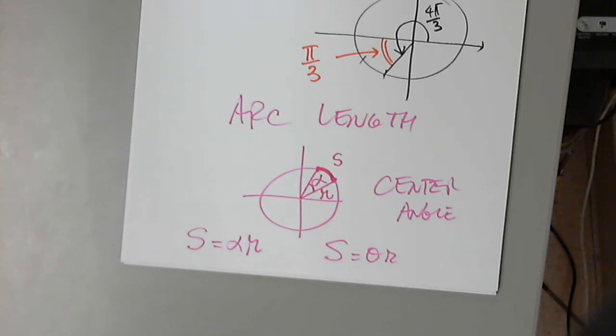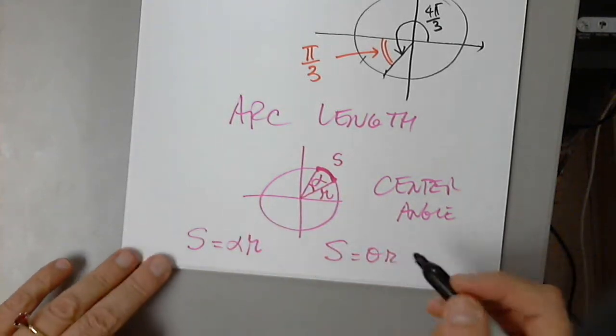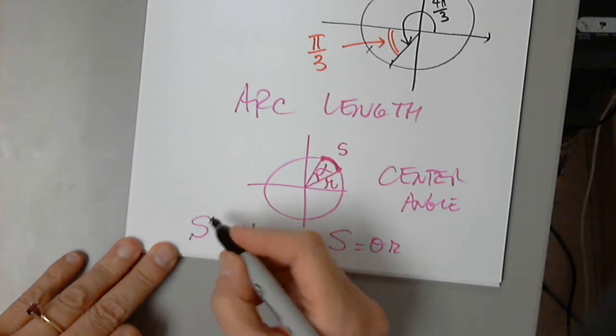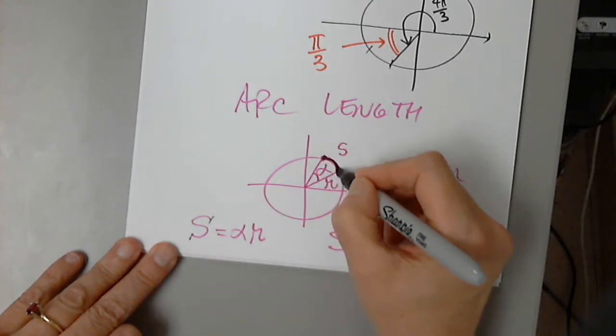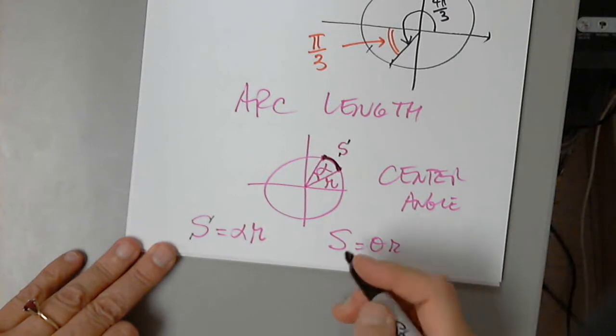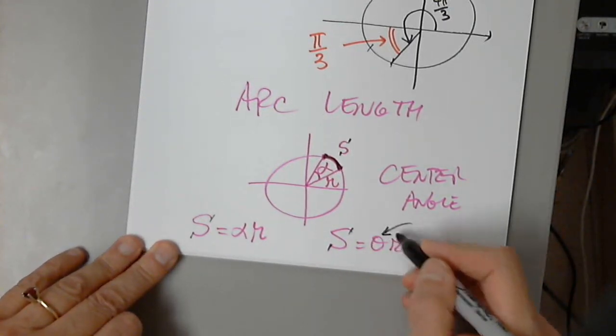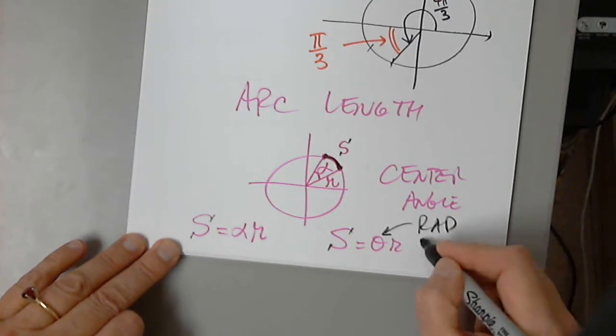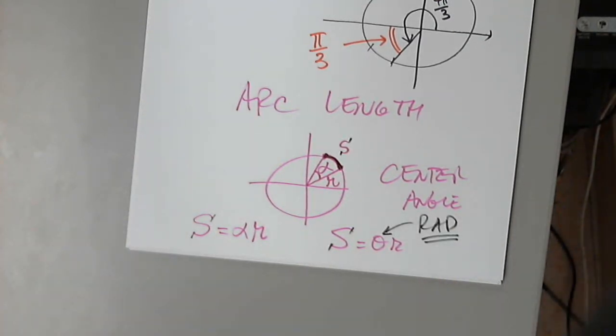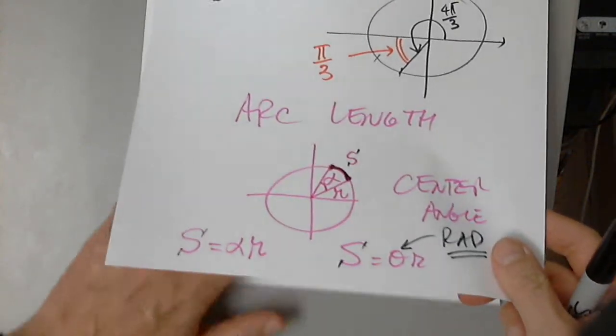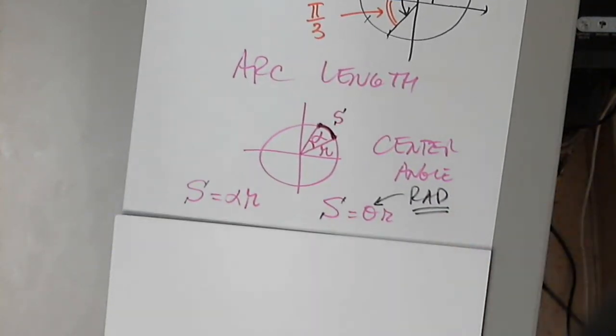However, there is a catch here. What is that? Is that supposed to be an S? Yes, the length, the arc length, uppercase S. The angle must be in radians. The formula does not work if the angle is not in radians. Okay, let's look at a couple of problems now.